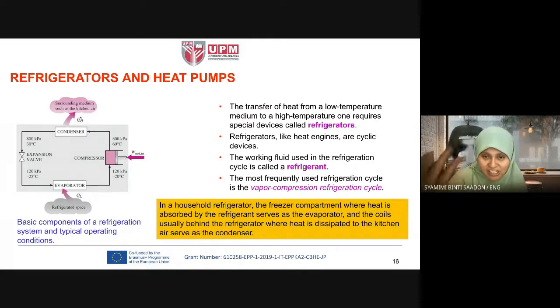So the air within our kitchen is our heat sink, our thermal reservoir, for this refrigerator. Because the condenser within the refrigerator will reject heat, will dissipate heat to the surrounding, which is the kitchen if you use the refrigerator. Okay, so that's how it works.